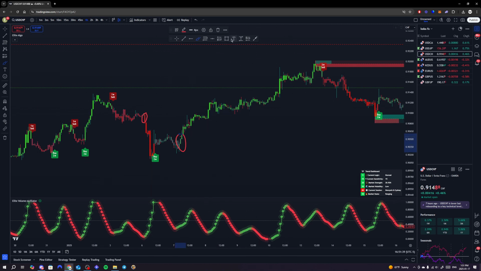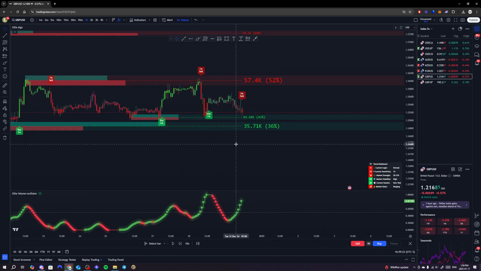So that's pretty much how you guys want to use it. Let me show you guys some actual examples so you can understand it even better. Okay, so let me show you guys an example of a trade we would have taken using a strategy that incorporates the Elite Volume Oscillator right down here.